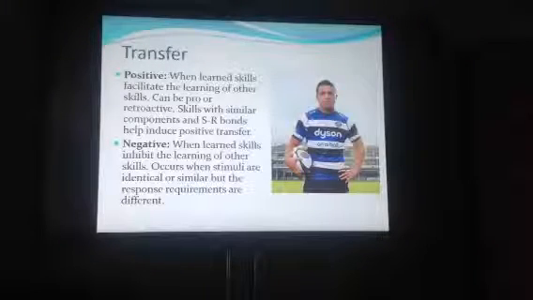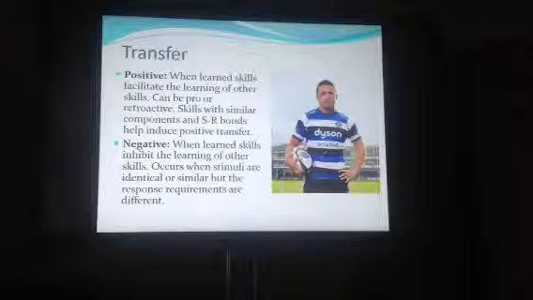And more types of transfer, there's positive and negative, as mentioned at the start. Positive transfer is when the skills that you already have facilitate a faster or more efficient learning of new skills. So this can happen proactively or retroactively. Skills with similar components and similar SR, or stimulus responses, help induce positive transfer. Negative transfer is when learned skills actually inhibit the learning of other skills, so you almost have to unlearn aspects of it to learn a new skill in some senses. It occurs when stimuli are identical but the response is slightly different.